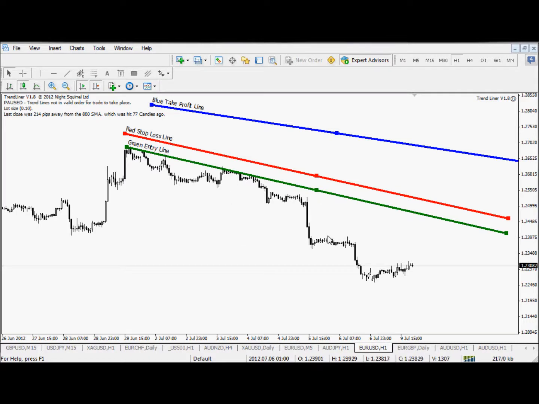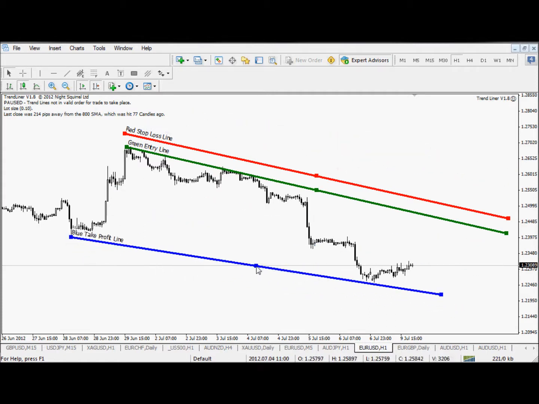Now, by the way, you'll notice here, because this is an invalid setup, so we've got an entry line, a stop loss line, and the take profit line. The trend liner actually points out that it's not valid. But say I wanted to do something like this. So I think there's a bit of a channel forming here, and I want to say, okay, if price goes above this green line and then comes back down below it, I want to open a sell trade back down to this line. And this is exactly what this setup would do.